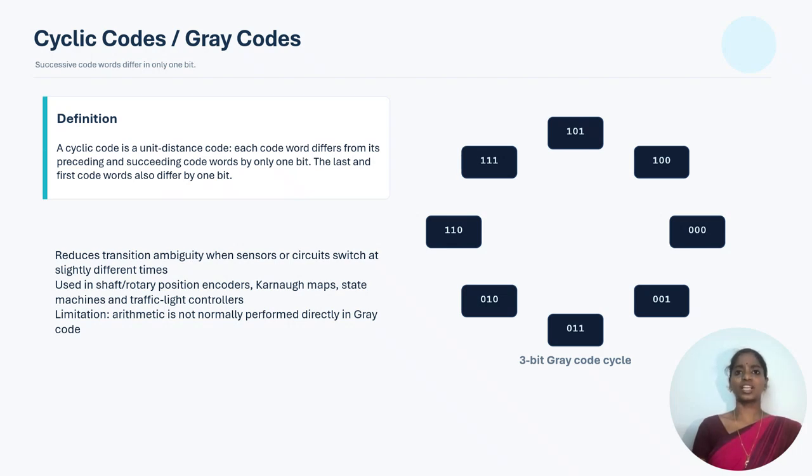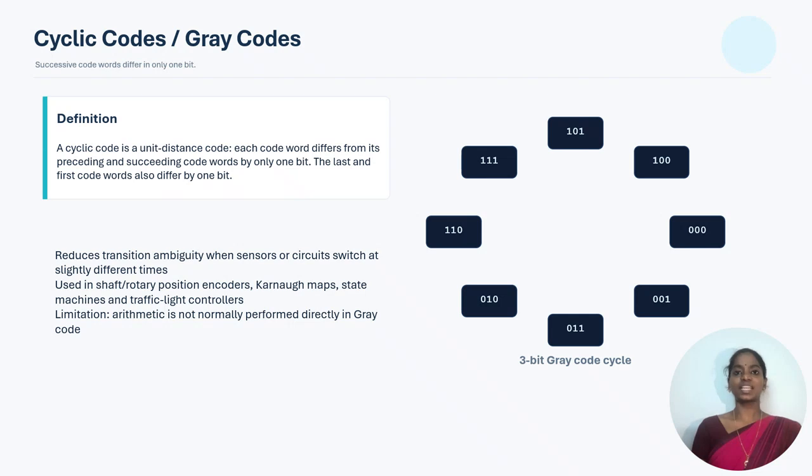Why are cyclic codes needed? In ordinary binary, several bits may change when moving from one number to the next. For example, 7 is 0111 and 8 is 1000. All 4 bits change. In actual hardware, these bits may not change at exactly the same time. A temporary intermediate value may appear and produce an incorrect reading. In a Gray code, only one bit changes between adjacent values. Therefore, transmission ambiguity is greatly reduced.